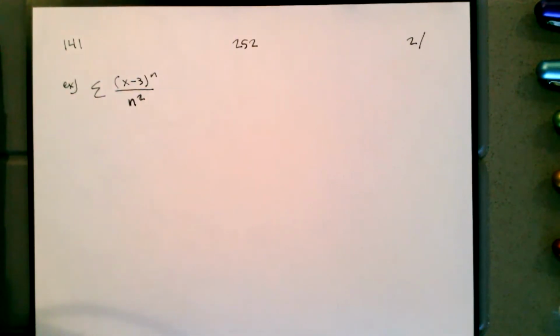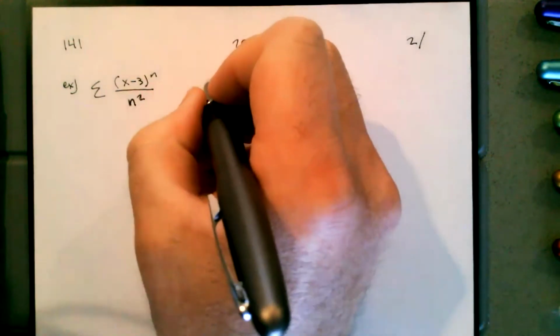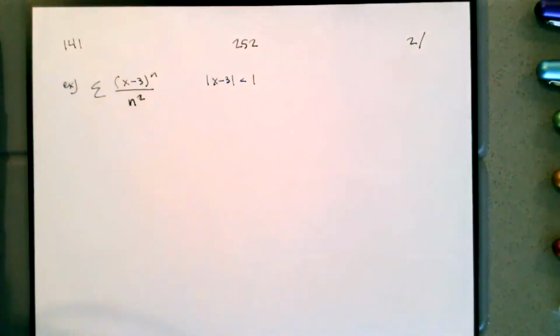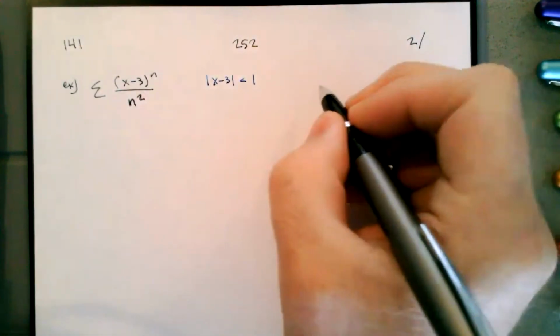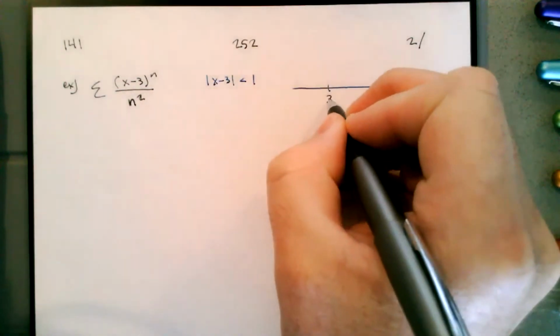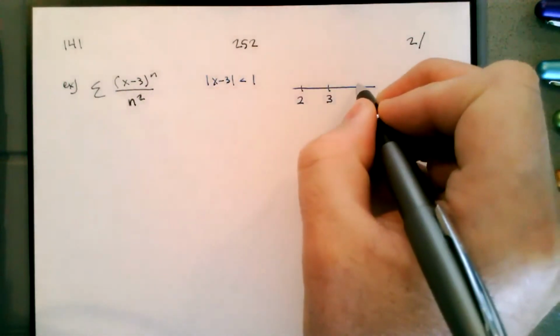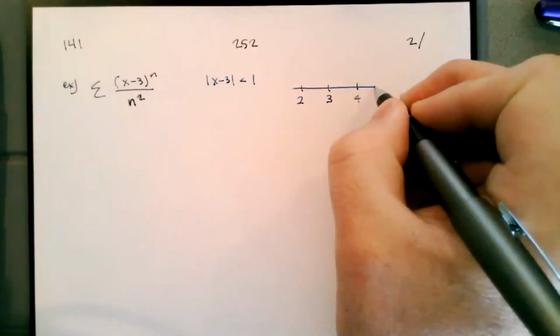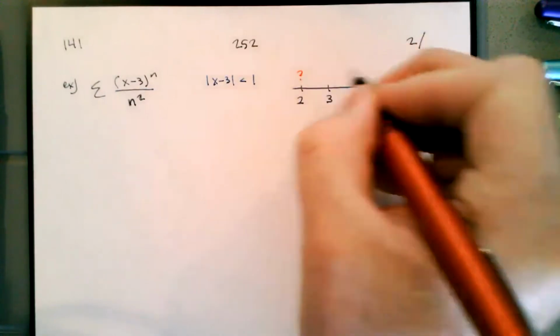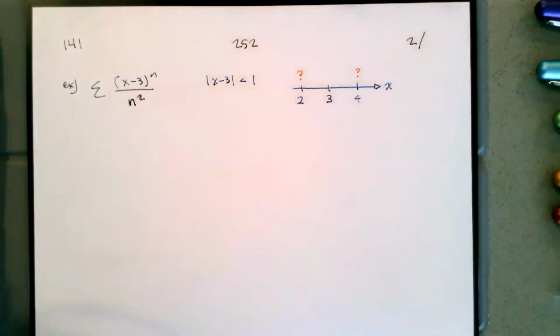So I'm going to just write down my basic interval of convergence, where the absolute value of x minus 3 is less than 1. That's my basic interval of convergence. But I want to check the endpoints. So the absolute value of x minus 3 less than 1 means we're looking at everything within 1 unit of 3. So if 3 is in the middle, we got 2 down at the bottom and 4 above. So we need to know what's going on at the endpoints, and it's the n squared that's going to tell us what's going on at the endpoints.